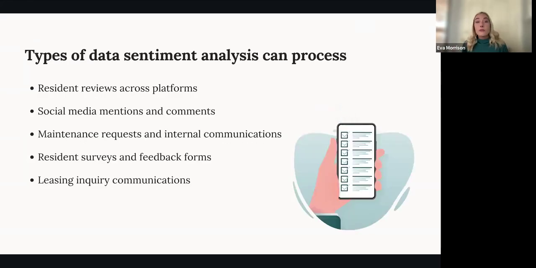And these algorithms can process all types of different data. So resident reviews, your social media mentions and comments, maintenance requests and internal communications that you have with residents and prospects, all of those surveys and feedback forms that you're collecting, and the lease inquiry communication. So it can ingest a really wide variety of data to help us start to categorize these big themes and categories. And then identify whether your renters and prospects have positive sentiment, negative, or neutral, related to these key topics.